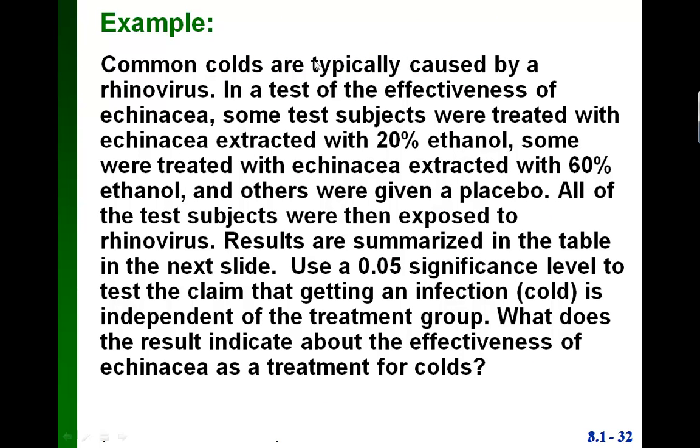Here's an example. Common colds are typically caused by a rhinovirus, and in a test of the effectiveness of echinacea, some test subjects were treated with echinacea extracted with 20% ethanol, some were treated with echinacea extracted with 60% ethanol, and others were given a placebo. All of the test subjects were exposed to rhinovirus. The results from this are summarized in the table that you'll see in the next slide. And we're going to use a 0.05 significance level to test the claim that getting an infection, a cold, is independent of the treatment group.